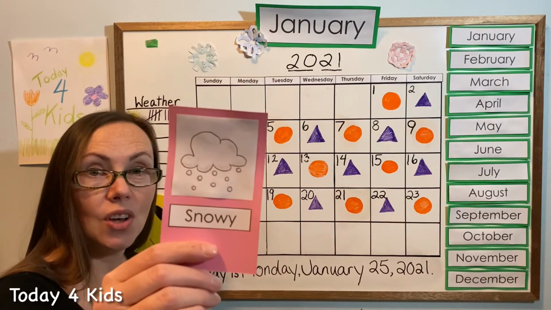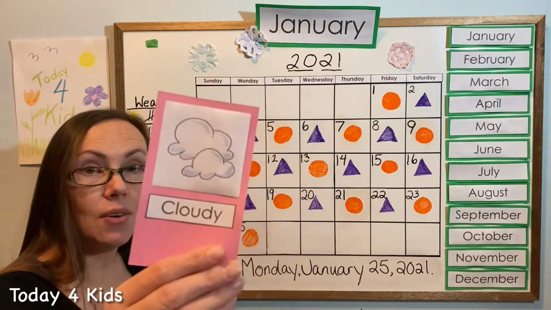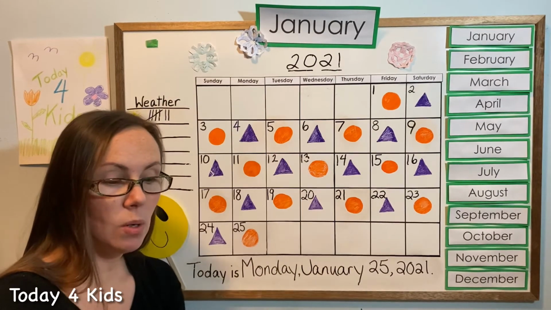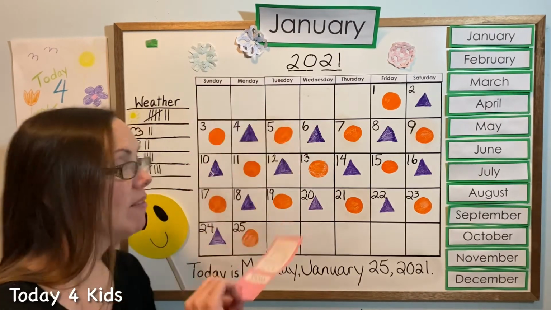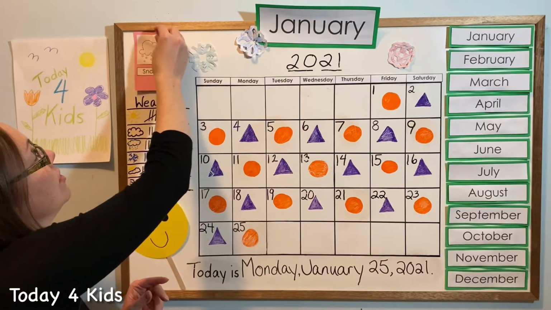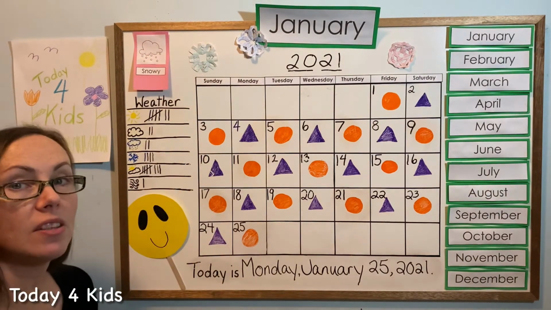Then we have snowy, and you know what? It is snowy. It is cloudy here because we've got clouds everywhere and no sun, but the snow is also falling from the sky. So we're having a snowy day. So let's put snowy on our weather chart board. And will you help me find it in our weather chart?